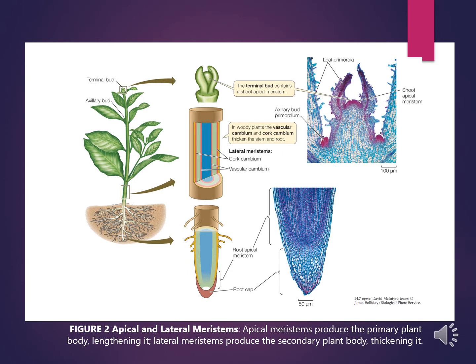In this slide, it explains the apical and lateral meristem. If you can see the apical meristem, it involves the terminal bud, which contains a shoot apical meristem.